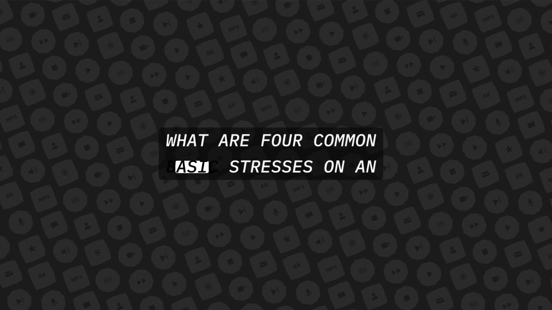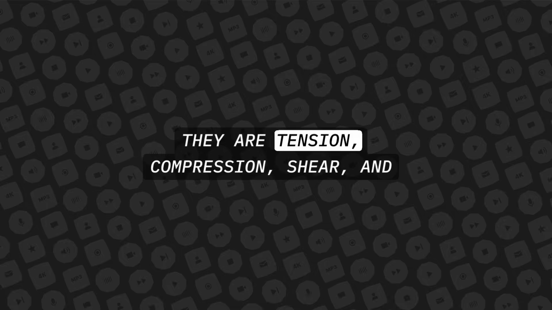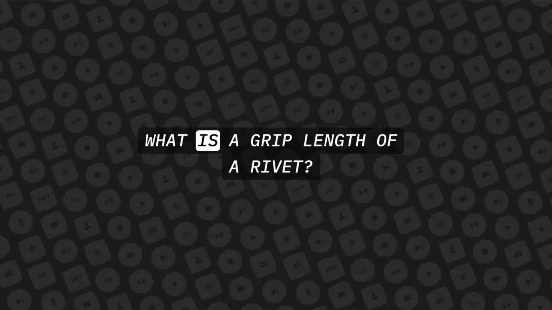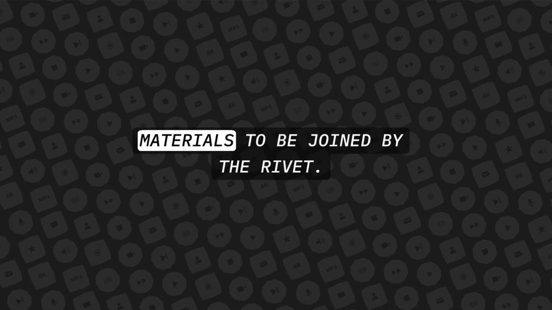What are 4 common basic stresses on an aircraft? They are tension, compression, shear, and bearing. What is the grip length of a rivet? The grip length is the combined thickness of the materials to be joined by the rivet.